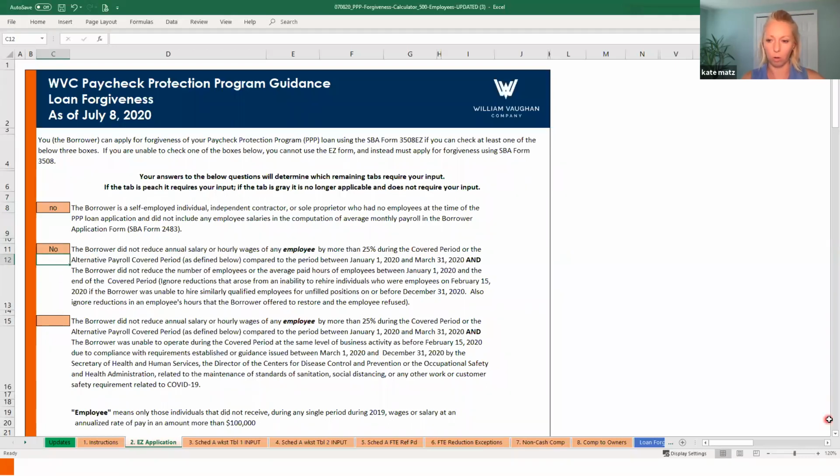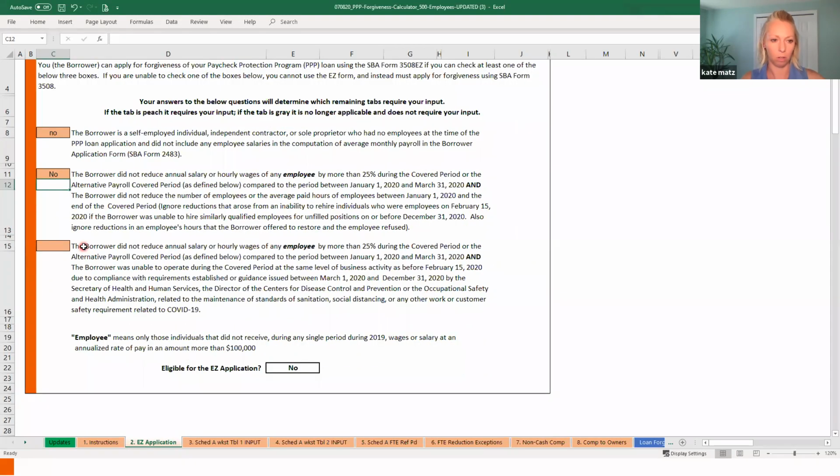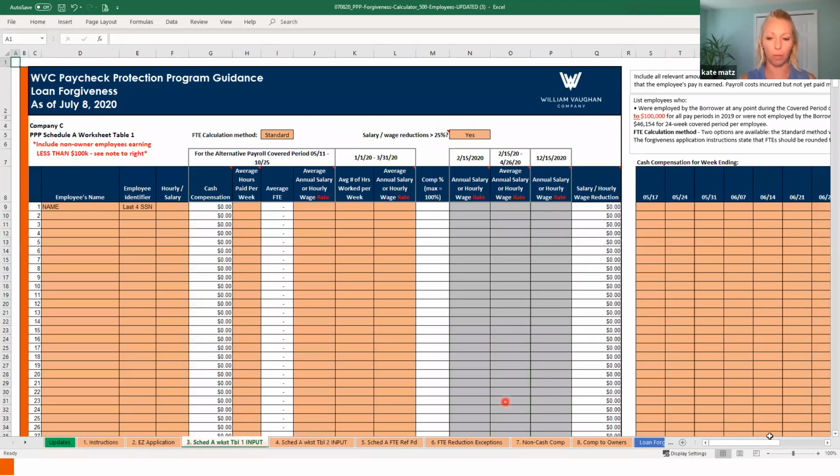And just to show you, if we did say yes to one of them, this would change to yes, we were eligible. And here we'd have a couple of tabs that we wouldn't need to fill out. And then some other information on these other tabs would be gray that we wouldn't need to deal with either. But we're going to say that our Company C is no, they don't meet any of these criteria to be an easy application filer. So move on to tab 3, and this is where we start really getting into the details of inputting information.